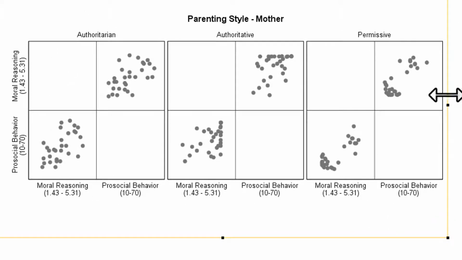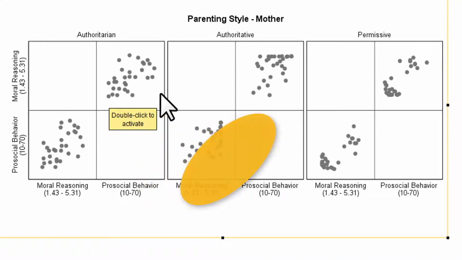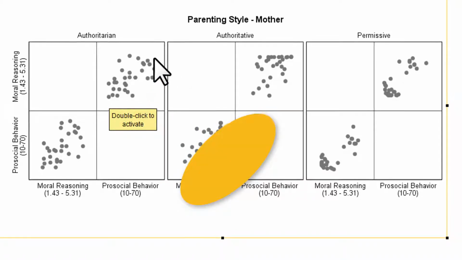This scatter plot here represents the distribution of the scores of each participant in terms of moral reasoning and prosocial behavior for every parenting style. So one dot here represents one participant. In this case, this is a participant with an authoritarian parent, and this is the score for moral reasoning and for prosocial behavior. What we are looking for is an elliptical pattern, generally moving from bottom left to upper right.